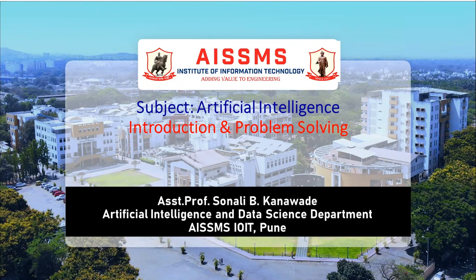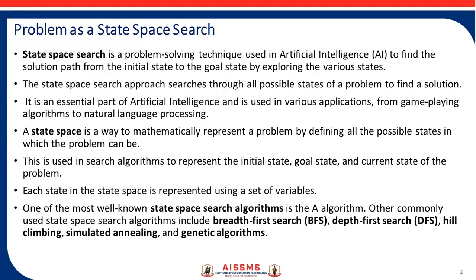Today we are going to discuss the subject Artificial Intelligence. In that, we are going to discuss the introduction and problem solving. So, problem as a state-space search. State-space search is a problem-solving technique used in artificial intelligence to find the solution path from the initial state to the goal state by exploring the various states.